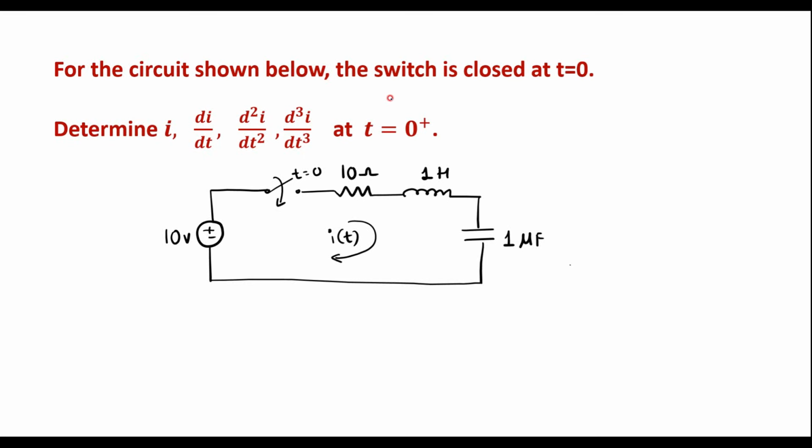In the circuit shown below, the switch is closed at t equal to 0. Determine di by dt, d square i by dt square, d cube i by dt cube at t equal to 0 plus. This is the given circuit. This is a series RLC circuit where the switch is closed at t equal to 0. We need to find the current, and its first, second and third derivatives.